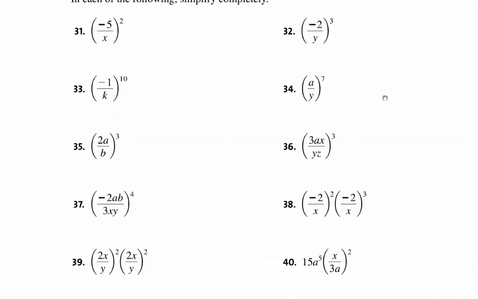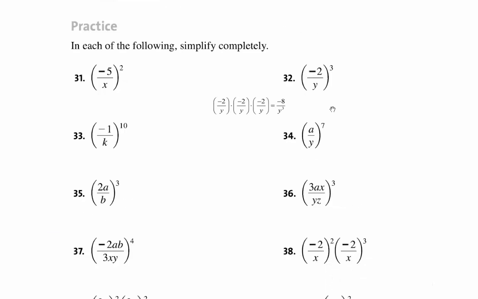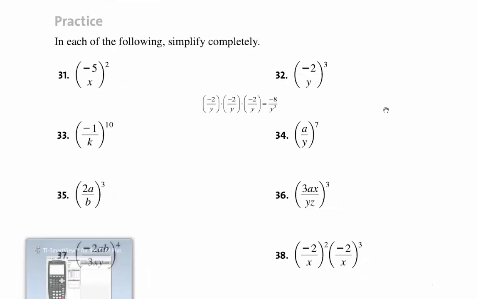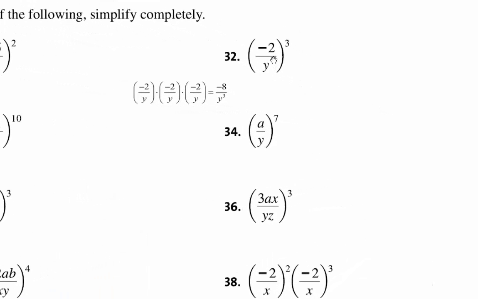So problem 32, we have negative 2 divided by y, raised to the third power. The long way to solve this problem would be to actually do the repeated multiplication, right? The negative 2 over y times negative 2 over y, 3 times. If I multiply all the negative 2's, I get negative 8 on the top, and all of the y's give me y cubed on the bottom. Let's make that a little bigger.